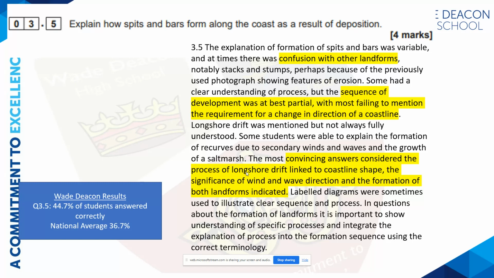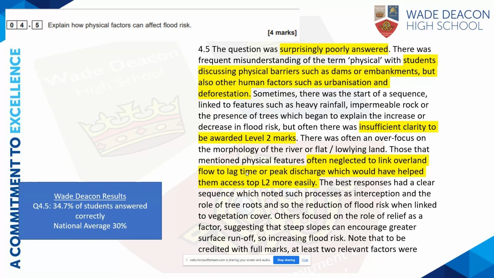Okay, the next one: explain how physical factors can affect flood risk. 34.7% of students answered correctly, which was generally a straightforward question. That should be pretty easy, shouldn't it? You'd think so, but they went down the physical barrier route, so dams and embankments, rather than the actual physical factors that cause flooding.